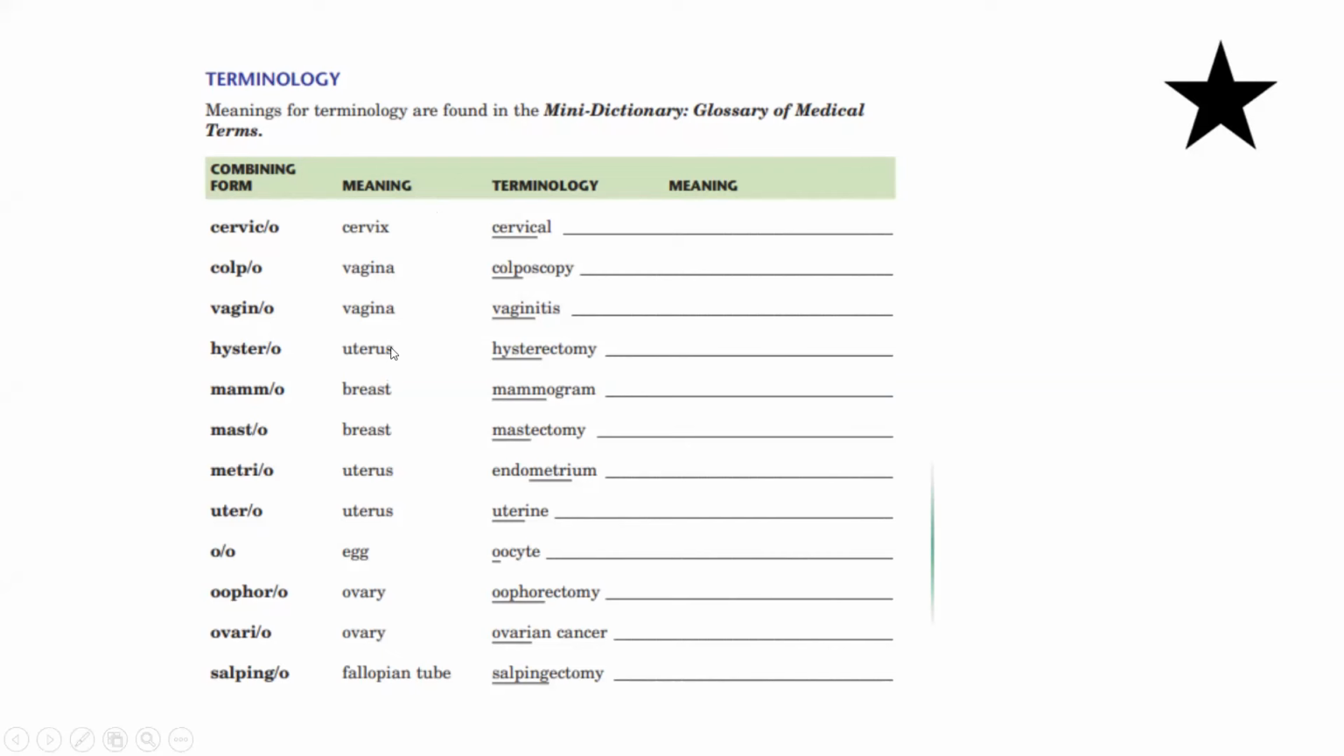Hystero, we have talked about the uterus. Look at the word hysterectomy, ectomy. We have been introduced to it. Excision, yes, cut, remove it. Cut.